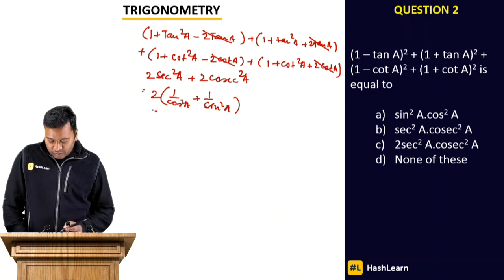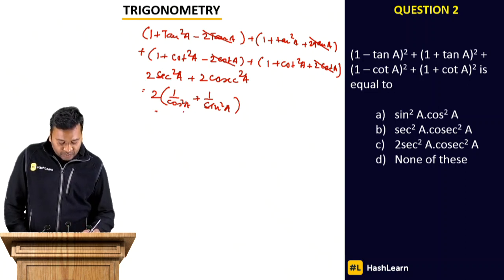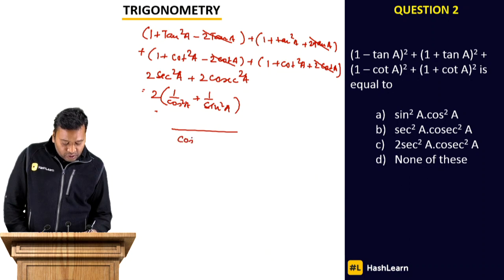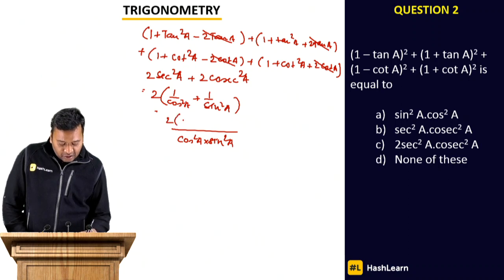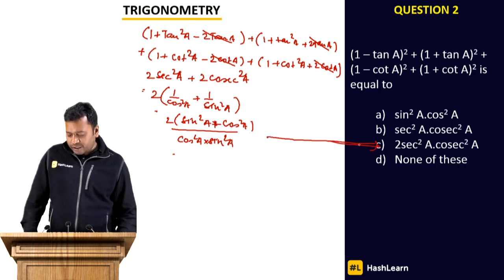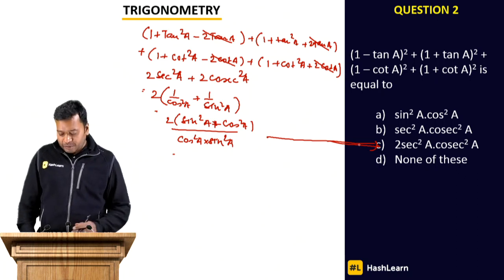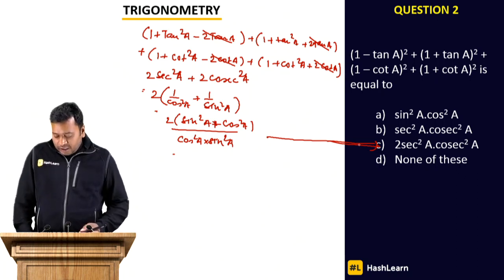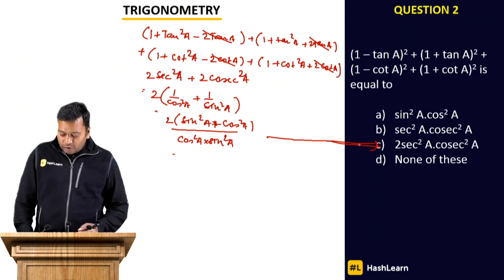Now in this case, let's talk about the values. Here this value is nothing but I can take the value as cos square a into sin square a, and this is nothing but sin square a plus cos square a, right? So if I further work on this, I'll get the value twice of sec square a into cosec square a as my representation. Second thing, let's try to work on the options also.